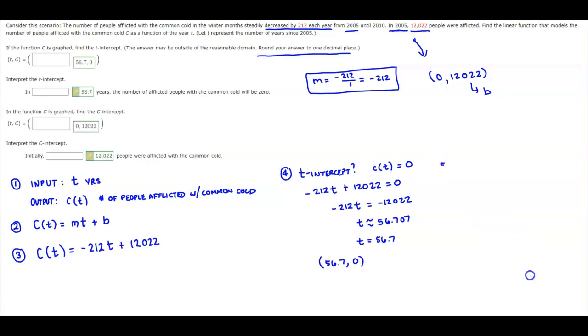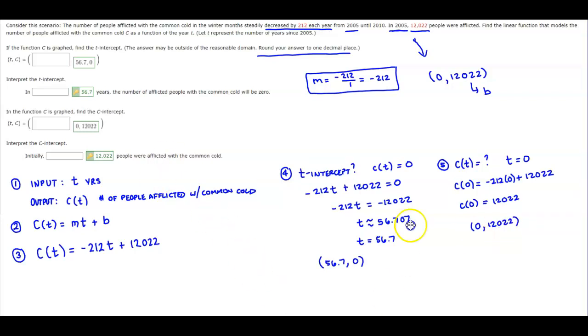Now it's asking us to find, if the function C is graphed, the C-intercept. So if we're using our model, we're going to find C of t where t is equal to 0. So C of 0 is going to equal negative 212 times 0 plus 12,022. So that means C of 0 is going to equal 12,022. So that tells us that the C-intercept is going to be (0, 12,022).